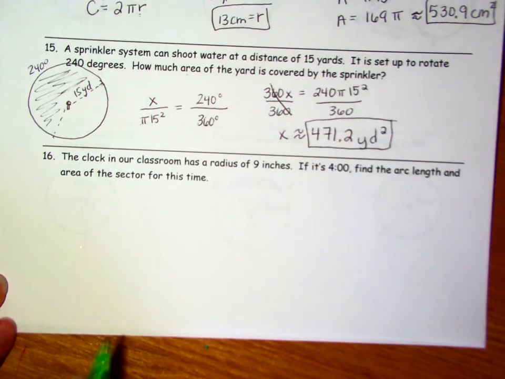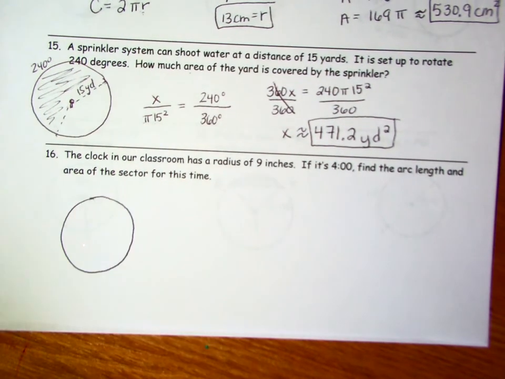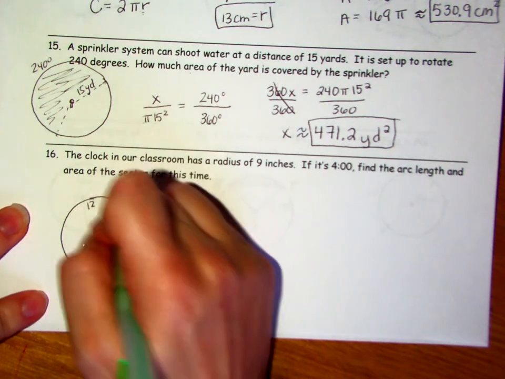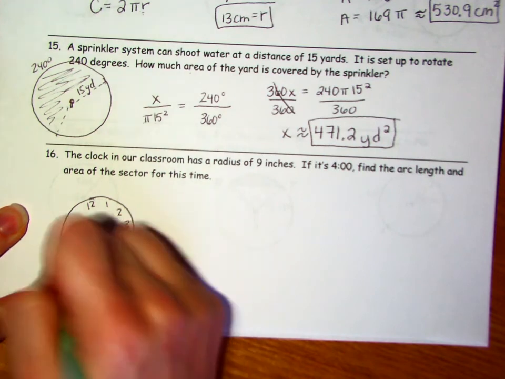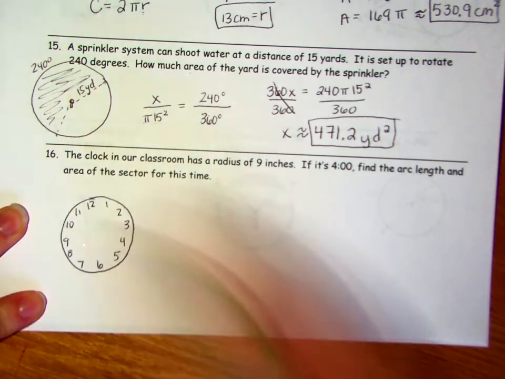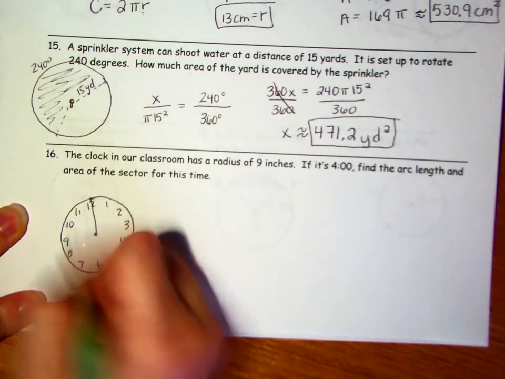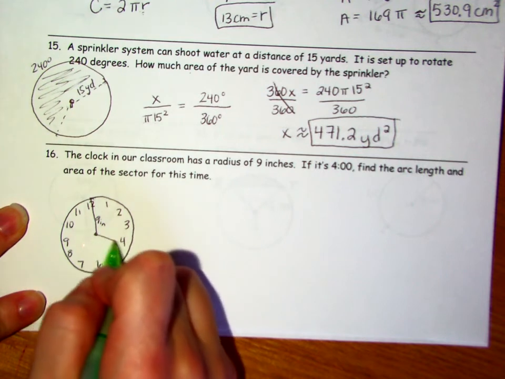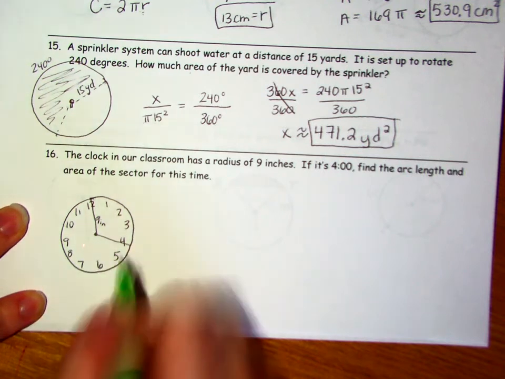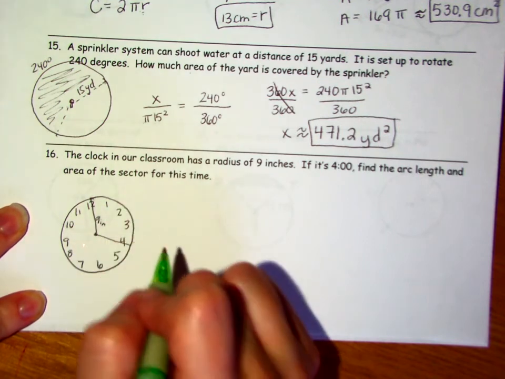Number 16, it says the clock in our classroom has a radius of 9 inches. So I'm going to go ahead and draw a clock. Remember that with a clock, we start here at 12, 1, 2, 3, 4, 5, 6, 7, 8, 9, 10, 11. Okay, there's our center. It says that it has a radius of 9 inches. So we're going to just go up here and say that this right here is 9 inches. It says if it's 4 o'clock, right there, find the arc length. We're trying to find out how long this is. And find the area of the sector.